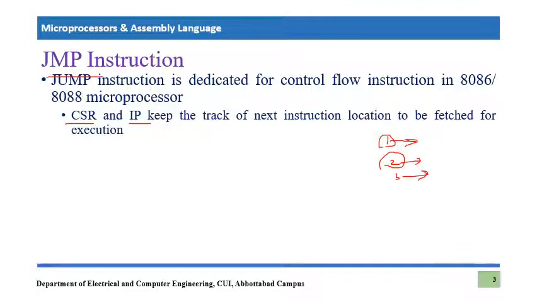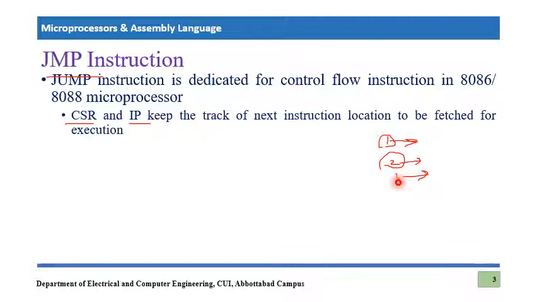Okay, I think I mistakenly said it wrong, so I will just repeat myself. For example, if number 1 is under execution, number 2 would be under fetch, right? When number 2 is under execution, number 3 would be under fetch. So that means the next instruction is going to be fetched.